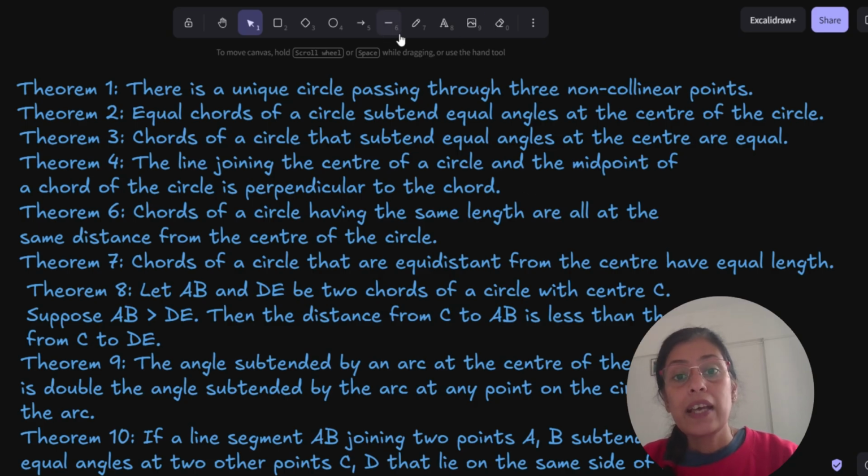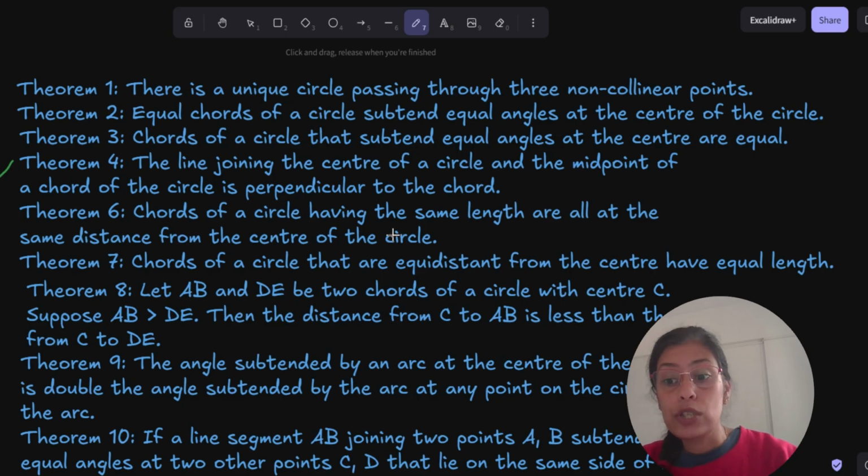Now this is an important one. This is an important theorem that you should remember because you will get many questions based on that. You should always remember that if you have a line which is joining the center of the circle and the midpoint of the chord of the circle, it is perpendicular to the chord, and the same holds for the opposite, or converse, of this theorem.